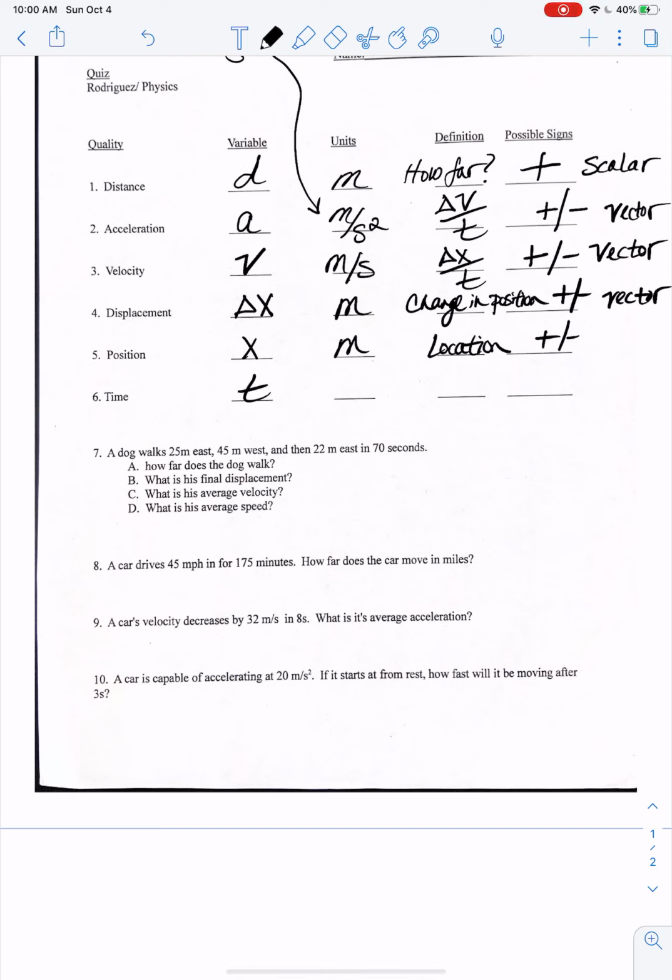Finally, time, t, units, seconds. Definition, how long it takes. Possible signs, time is only positive. The arrow of time, it only moves forward in one direction. So we can call time a scalar. Position. Can position be a vector?